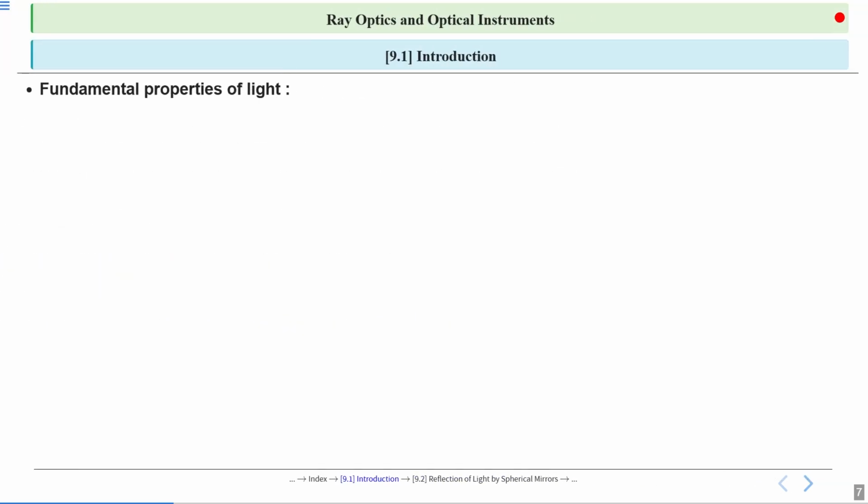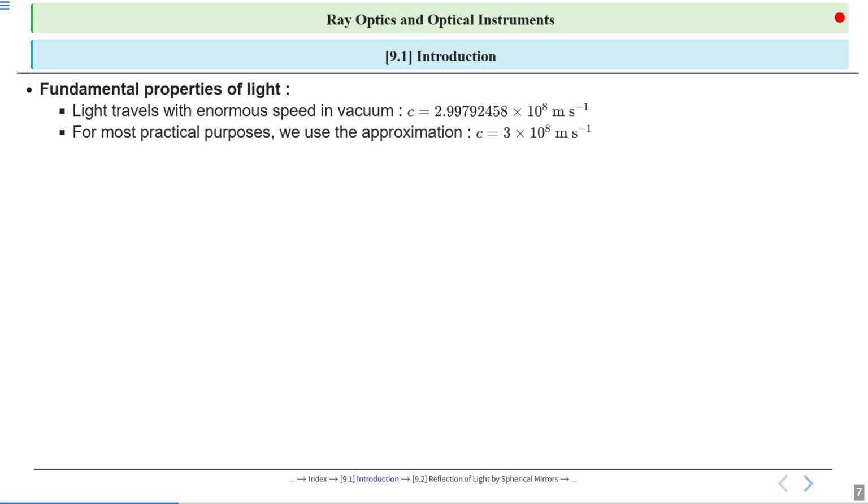So what are the fundamental properties of light? Light travels with enormous speed in vacuum. Because light is an electromagnetic wave, it travels with enormous speed in vacuum, that is c equal to 2.9979248 times 10 to the power 8, and this value we approximately take as 3 into 10 to the power 8 meter per second. For practical purposes, we cannot use this value with a high number of decimal places. For calculations or complex problems, we use the approximation c equal to 3 into 10 to the power 8 meter per second.